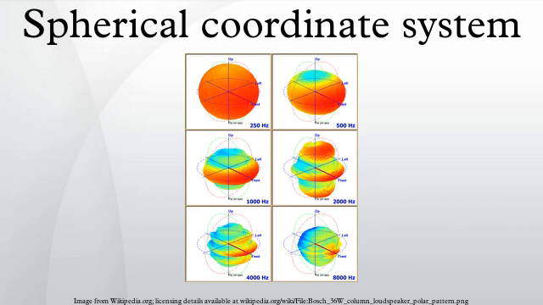The elevation angle is 90 degrees minus the inclination angle. If the inclination is 0 or 180 degrees, the azimuth is arbitrary. If the radius is 0, both azimuth and inclination are arbitrary. In linear algebra, the vector from the origin O to the point P is often called the position vector of P.